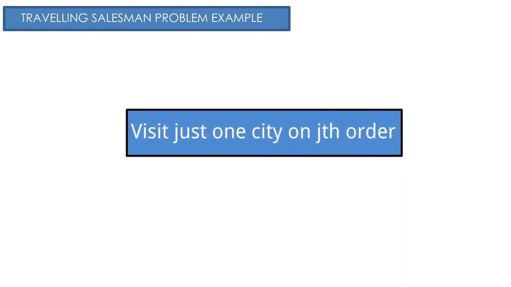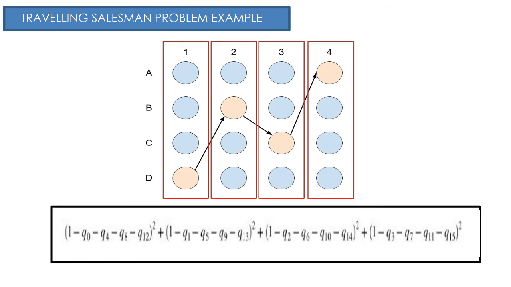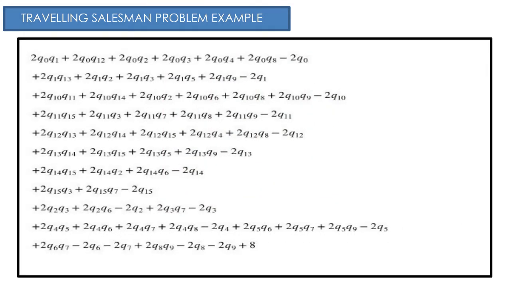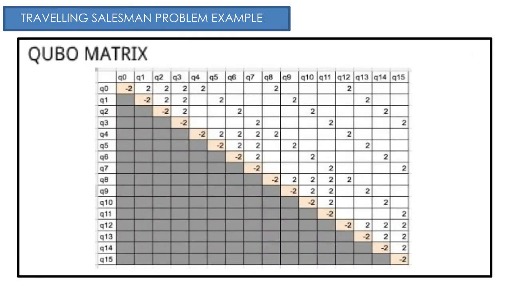Let's think about the second constraint, that is, visit just one city in the jth order. Now we have to consider the columns: only one qubit in every column is 1, and the others should be 0. So this gives us this equation. After solving this equation, we get the expanded form of the equation. Now from the expanded form, let's write it down as a QUBO matrix. This is the QUBO matrix we got.